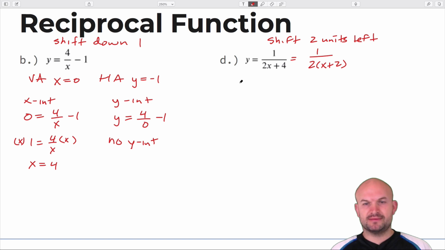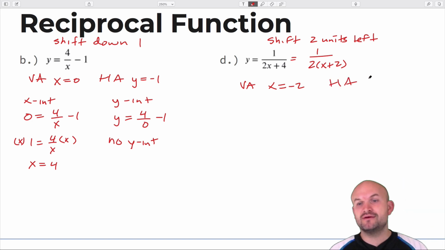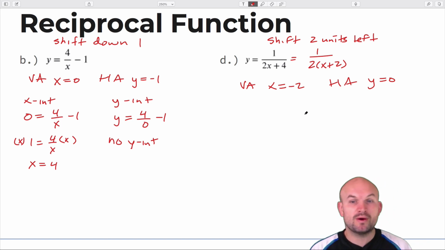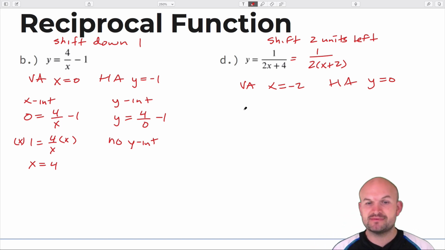All right, so therefore my vertical asymptote is going to be at x equals -2. My horizontal asymptote, though, again, the graph never shifted up or down. So that's going to be y is equal to 0. And again, since we have a horizontal asymptote of y equals 0, we're not going to have any x-intercepts. And you can see how that works.